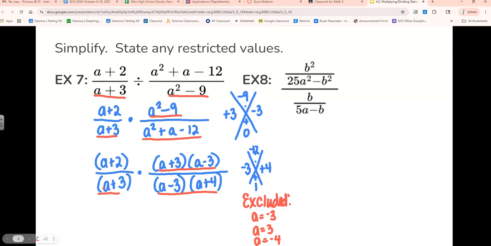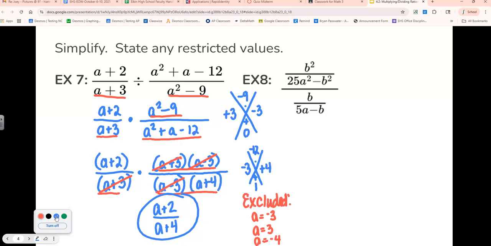Now we can start marking things out. A plus 3 cancels with a plus 3. A minus 3 cancels with a minus 3. And we will get a plus 2 on the top and a plus 4 on the bottom. Okay, questions so far?